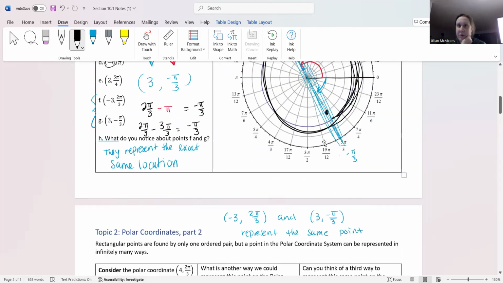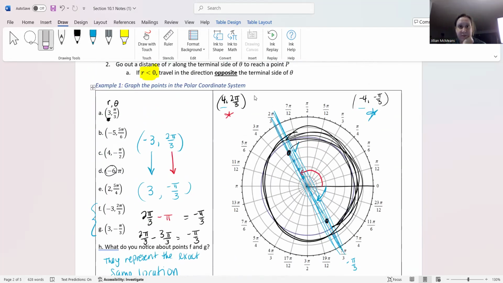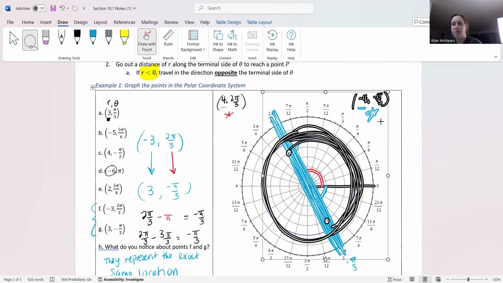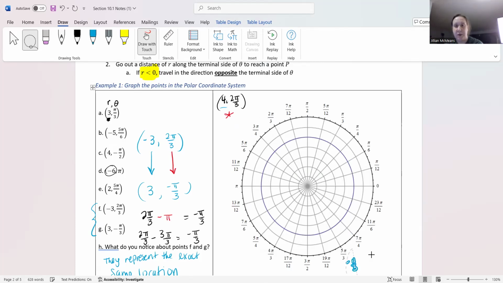Let's erase all the stuff that I scribbled on it because it got real messy. Let's do this one. It was way quicker. Okay, so let's keep the same point. We still have the 4 comma 2 pi over 3. So let's plot it again.